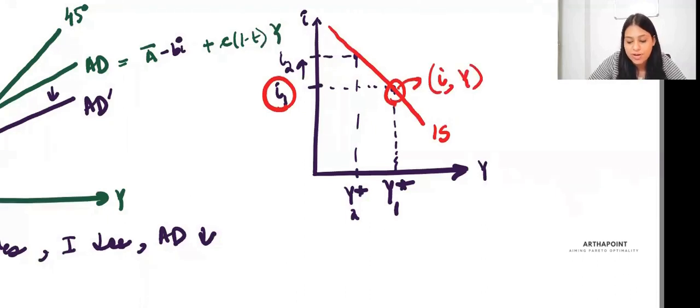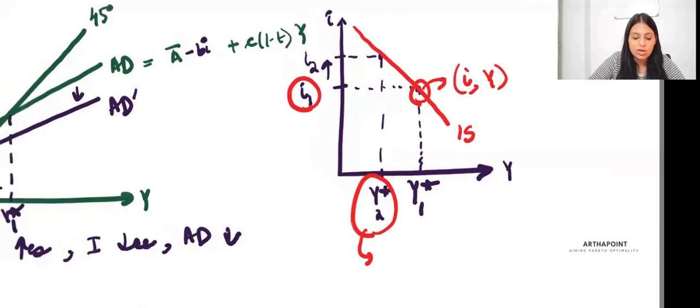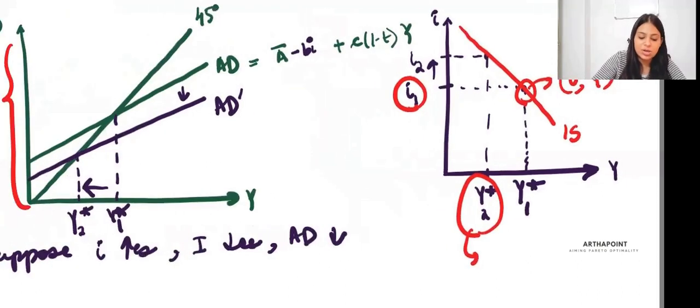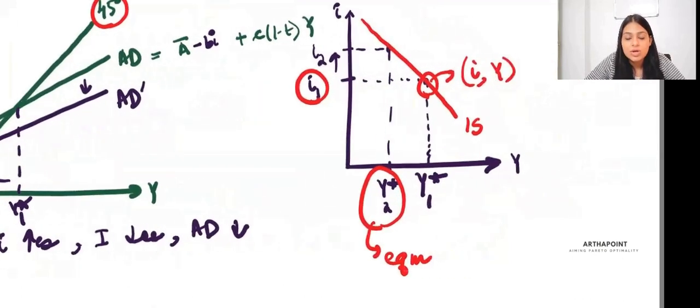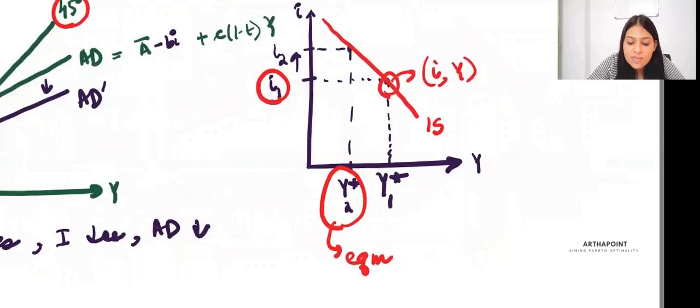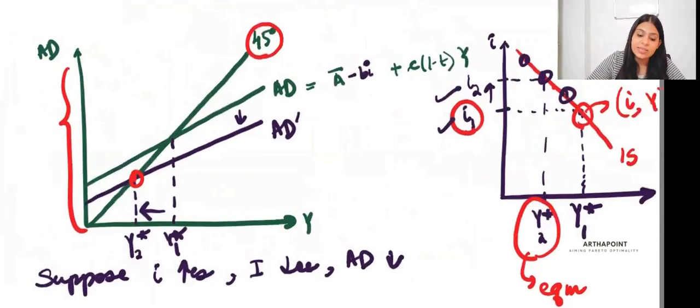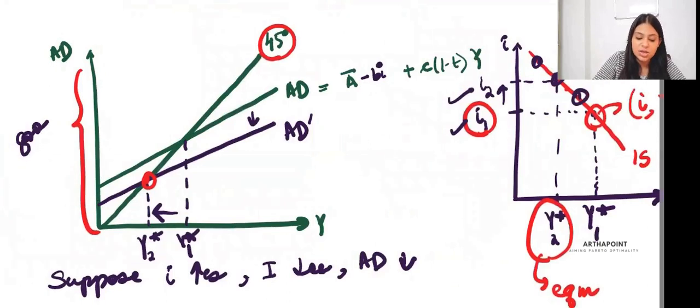This is also equilibrium output because here also, in the background, the goods market is in equilibrium at this point. My actual demand is equal to output produced. It is intersecting the 45-degree line, so even this is an equilibrium level of output. So all points on the IS curve represent the equilibrium level of output for different interest rates, such that in the background the goods market is in equilibrium.